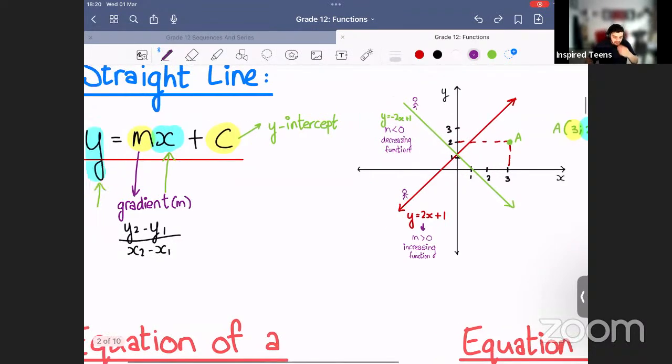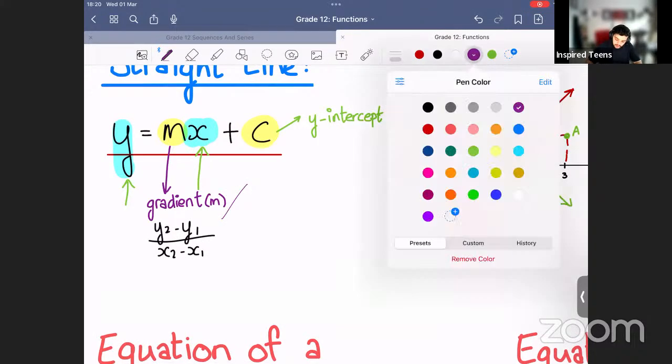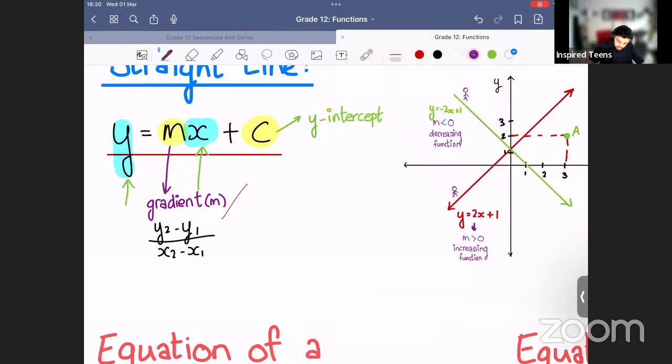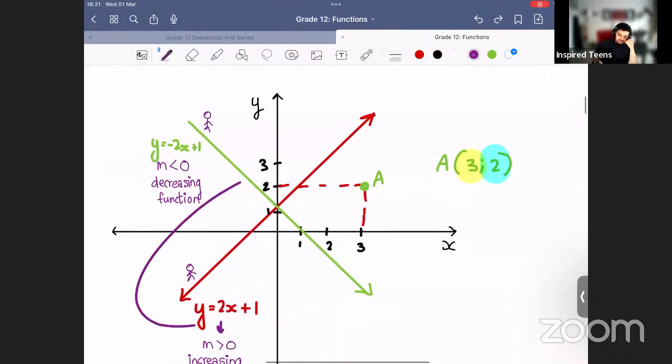So just keep in mind for this section, because obviously we do parabola as well, that we can either work with gradient or average gradient. We'll go through that when we go through parabola, but it's when a function doesn't have a constant gradient. So if we look at this, the gradient or the slope or the incline is constant. It doesn't change. It's an increasing gradient with no change in it.